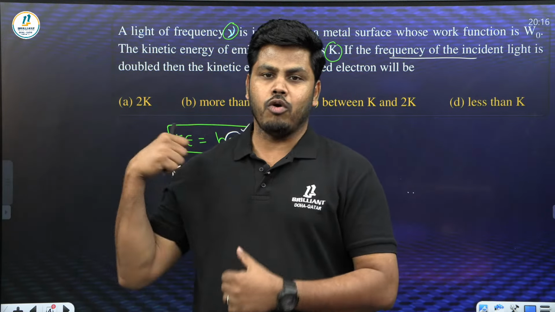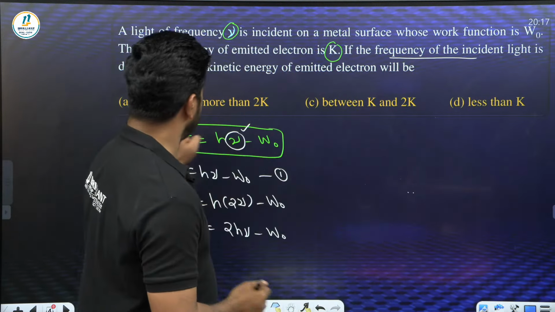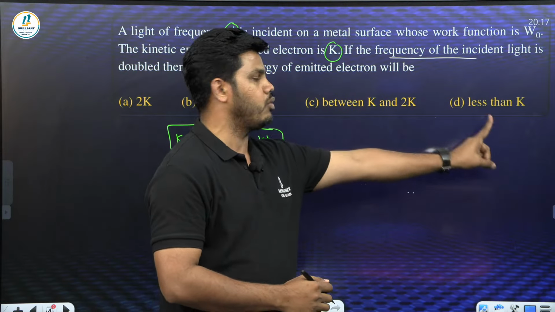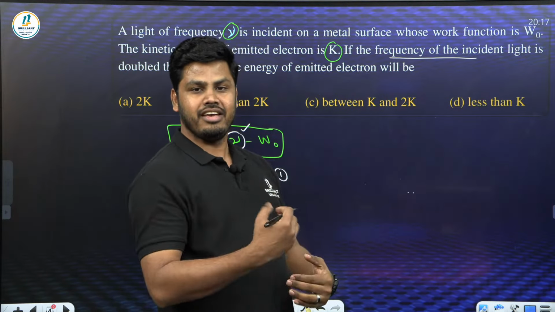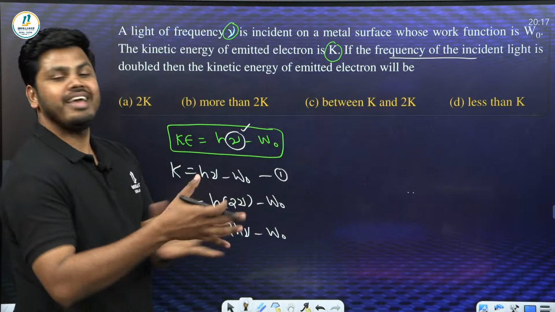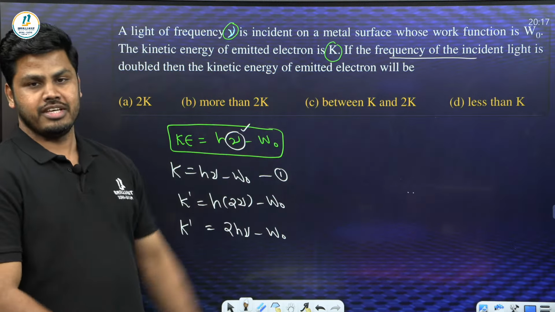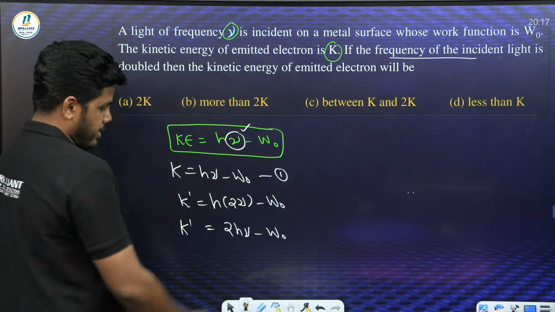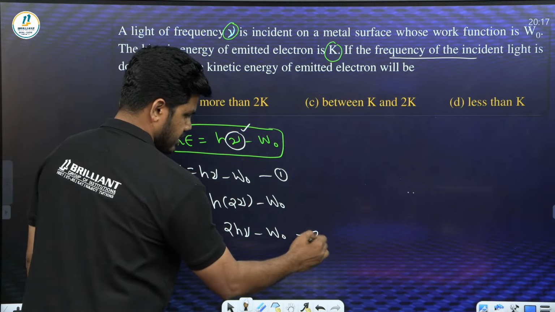But look at the options given. Options are just comparing the new kinetic energy with the old kinetic energy. It is less than K, or more than K, between K and 2K, or more than 2K. That's the options given. So we are trying to relate them now. This is our second equation.